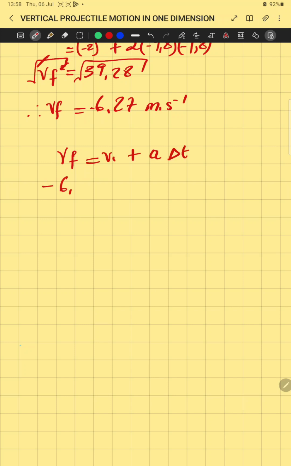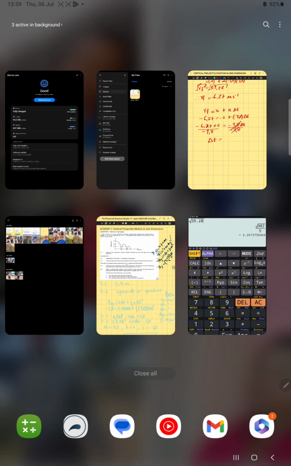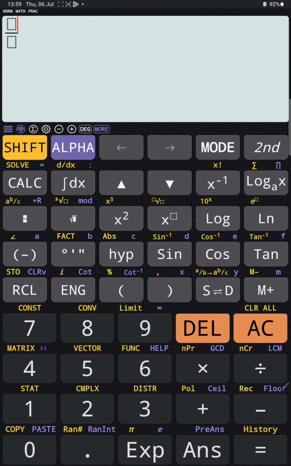So the final velocity is -6.27, and the initial is -2, and -9.8 delta t, and then we just take 2 to the other side. So we're going to have -6.27 plus 2 is equal to -9.8 delta t. We just divide both sides by -9.8, and therefore we get delta t. Maybe we can confirm this from the calculator, otherwise this is not a big problem.